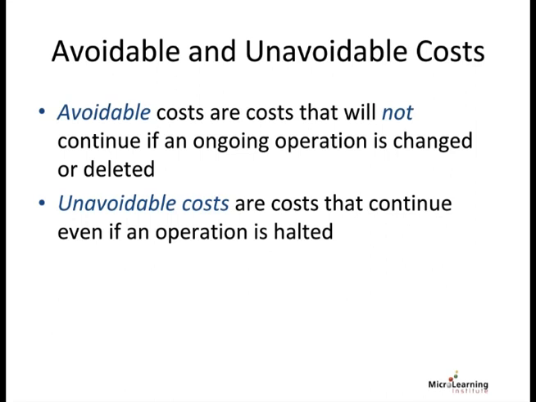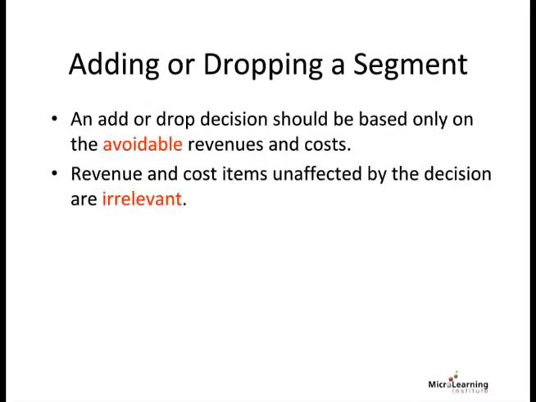Avoidable costs are costs that will not continue if an ongoing operation is changed or deleted. Unavoidable costs are costs that continue even if an operation is halted. A decision to add or drop should be based only on the avoidable revenues and costs. Revenue and cost items unaffected by the decision are irrelevant.